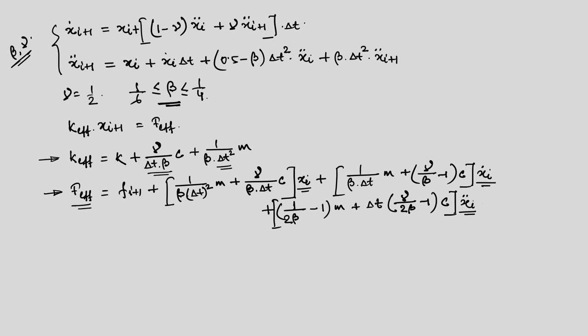One more important issue to be noted: for every iteration, k effective remains constant, because on the right hand side we do not have any term that varies with time. Once we select the parameters gamma and beta, we select the mass, stiffness and damping, so we can easily calculate k effective, which remains constant for the entire iteration procedure. The only thing we have to do is find f effective, and that varies as we change the iteration point. If we are at i and want to find i plus 1, we know the forcing function at i plus 1. We also know x i and x i dot, and we have to find x i double dot. So we know everything on the right hand side, and we can find x i plus 1, which is equal to k effective inverse times f effective. That is the solution.